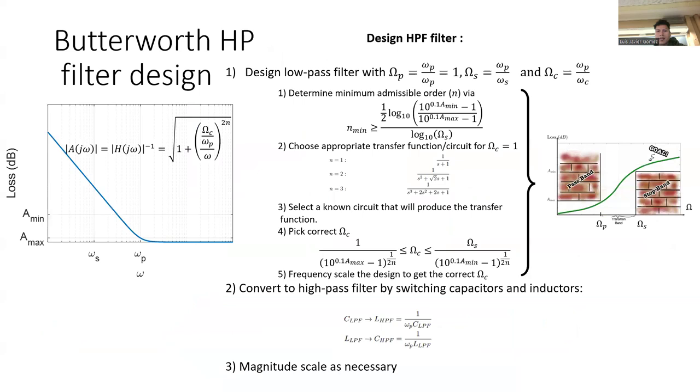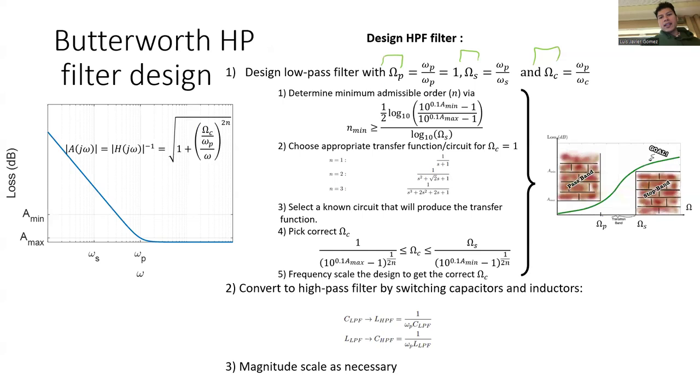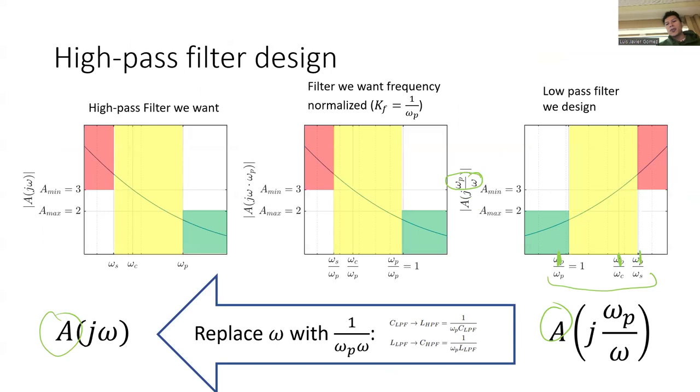Yeah. So what you define here are your equivalent low pass parameters, which are the same equivalent low pass parameters that are here. So omega P over omega P, omega P over omega stop band, omega P over omega C. That's the capital omegas that you design for. What I'm trying to say is that if you basically replace this with ones and then you make this all ones, you're still going to get the same answer. That omega P in the numerator has no bearing on your design. It's just something that the book added.